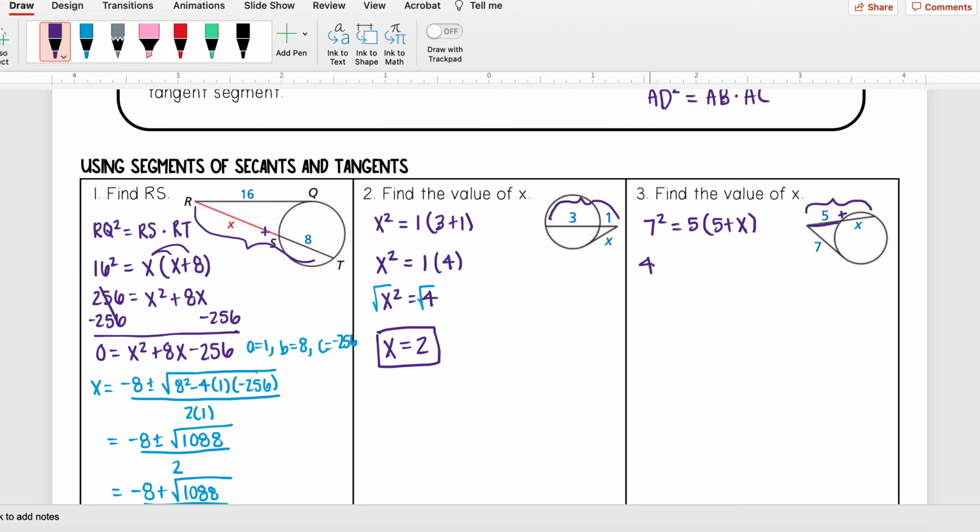7 squared, I get 49. It's equal to 5 times 5, which is 25, plus 5 times x, which is 5x. Subtract 25 from both sides. And I get that 24 is equal to 5x. And then divide both sides by 5. And I get that x is equal to 4.8.